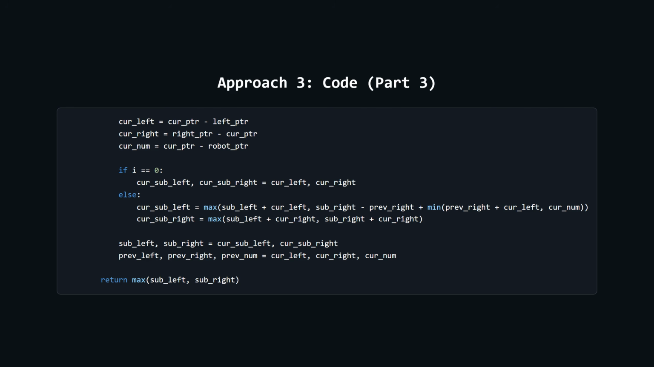We calculate the walls in the left range, the right range, and the middle area. Then we update our maximums. Notice that line checking the minimum between the overlapping ranges and the total middle walls. That's the overlap protection. We finish by returning the highest score found.